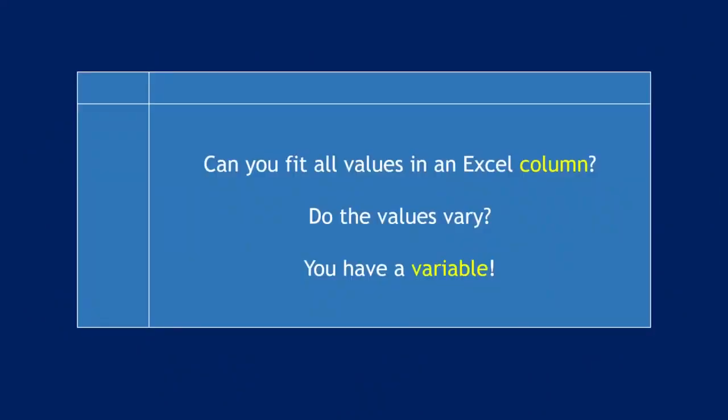The bottom line is, when you look at something, you should ask whether you can fit all the values in an Excel column. And if the values in that column vary, then you have a variable. So a very simple and naive way to think about a variable, which I think is actually very useful, is to think about whether you can represent that idea as a column in Excel. And if you can do that well, consistently, and the values don't all have the same answers, the values actually vary down the rows, then you do have a variable.